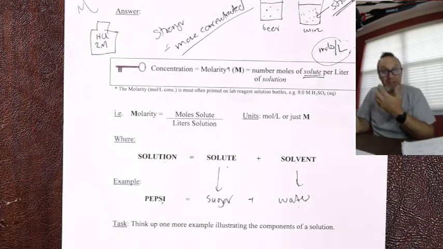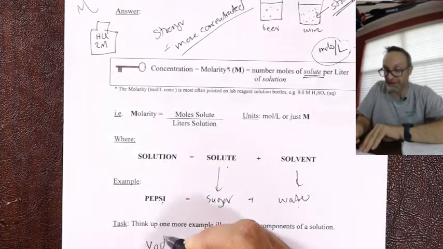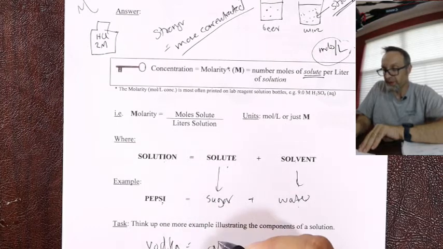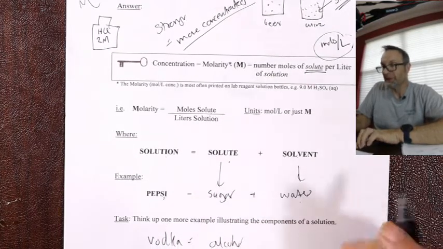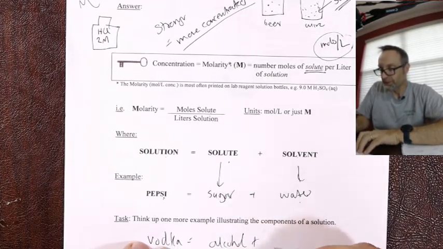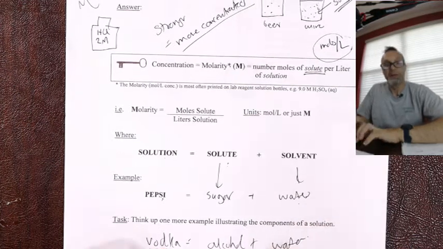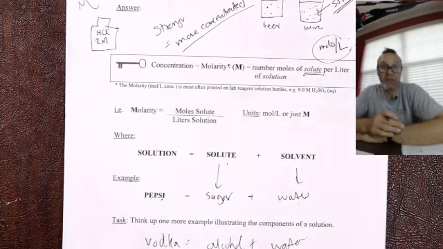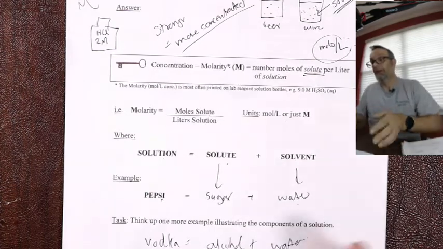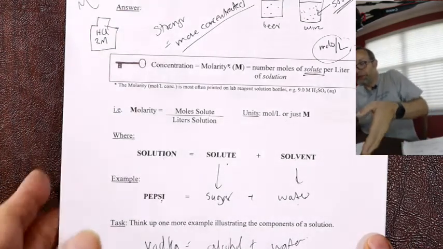Can you think of any other solutions? So about vodka, what's that? Vodka is basically alcohol plus water. Dissolve some alcohol in water, you make vodka. The more alcohol you put in, the stronger the drink. Right. Okay, so that's the idea of solutions.